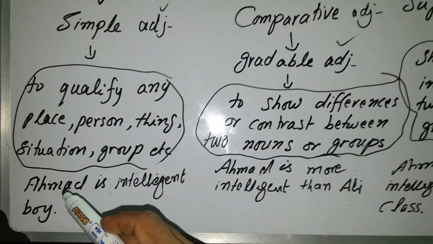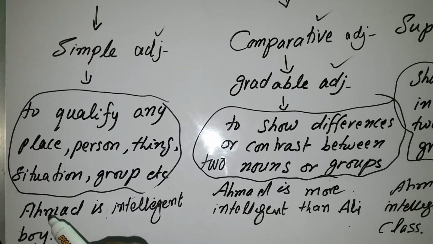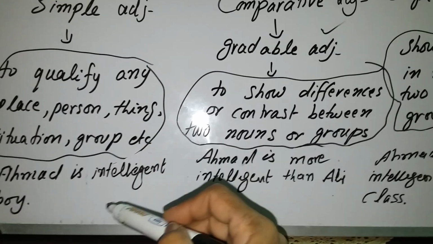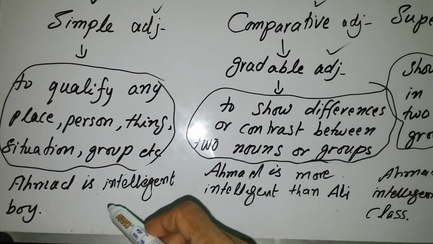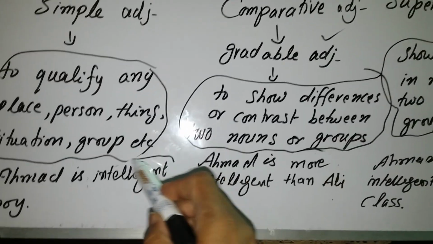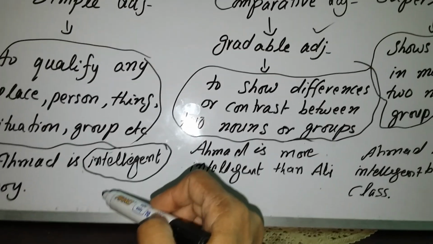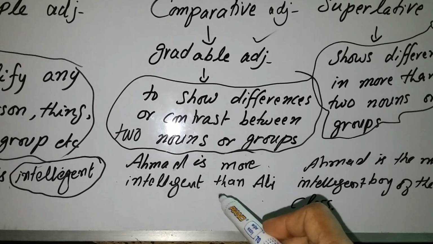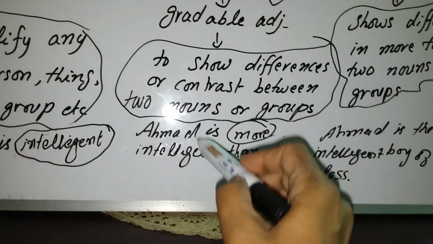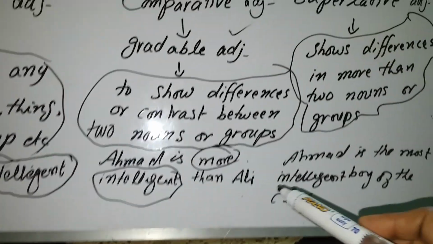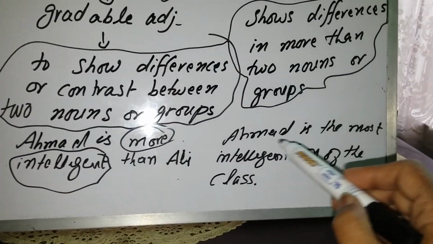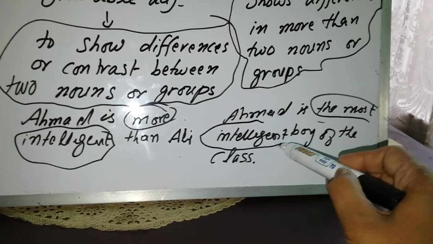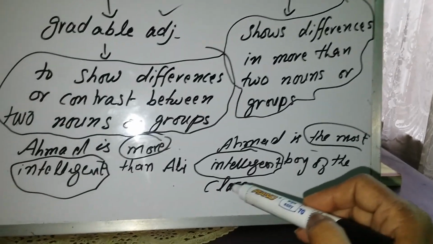For example, in this example you will say, see, Ahmad is an intelligent boy. Now in the previous example it was written, Ahmad is a nice boy. Now in this sentence it is written intelligent. In comparative, Ahmad is more intelligent than Ali. More intelligent than Ali. In the third example, Ahmad is the most intelligent boy of the class.